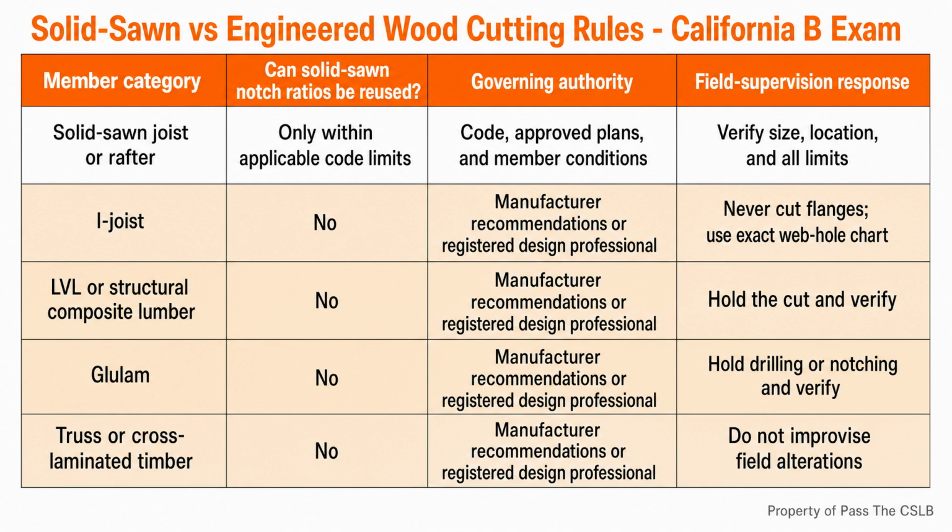I also want to separate two decisions that often get blended together. The first decision is whether a field opening is permitted at all. The second decision is whether its size and location are permitted for that exact product. A hole chart answers both only when it matches the manufacturer, series, depth, and installation condition on the job. A familiar-looking joist is not enough.